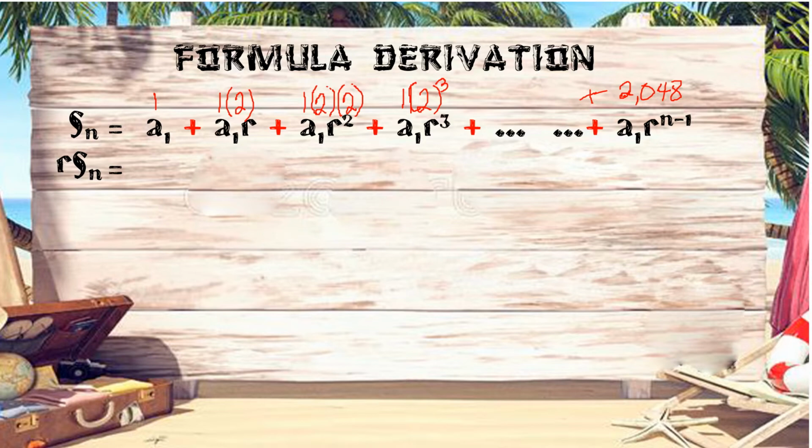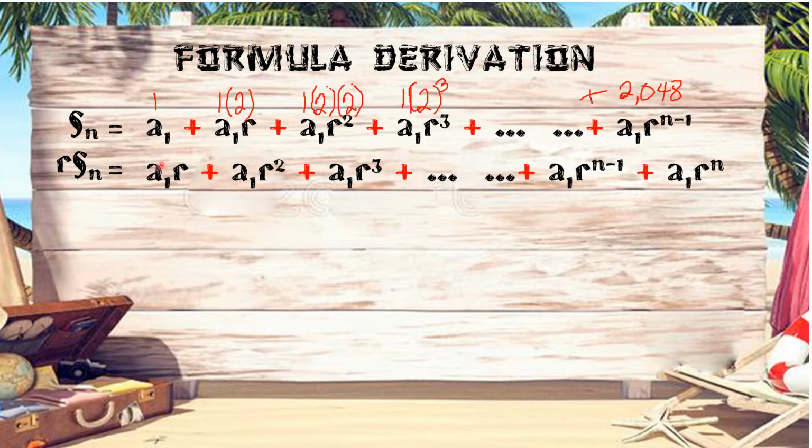Now, we have s sub n times r is equal to r s sub n equals a sub 1 times r, eto na yon. And then a sub 1 r times r again, we have a sub 1 r square. A sub 1 r square times r again, we have a sub 1 r cube until we arrive at the last term. Diba, eto yung ating a sub 1 r raised to n minus 1 times r again.